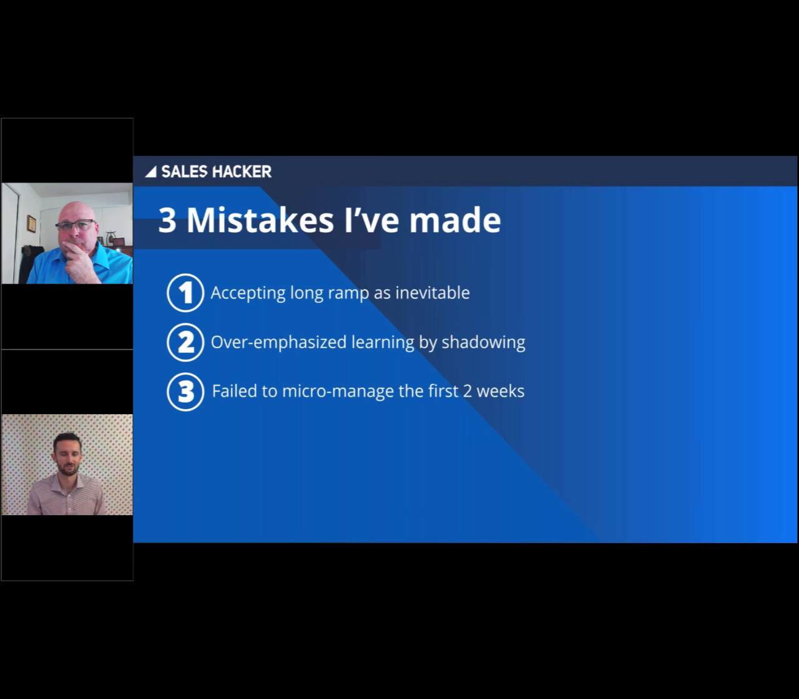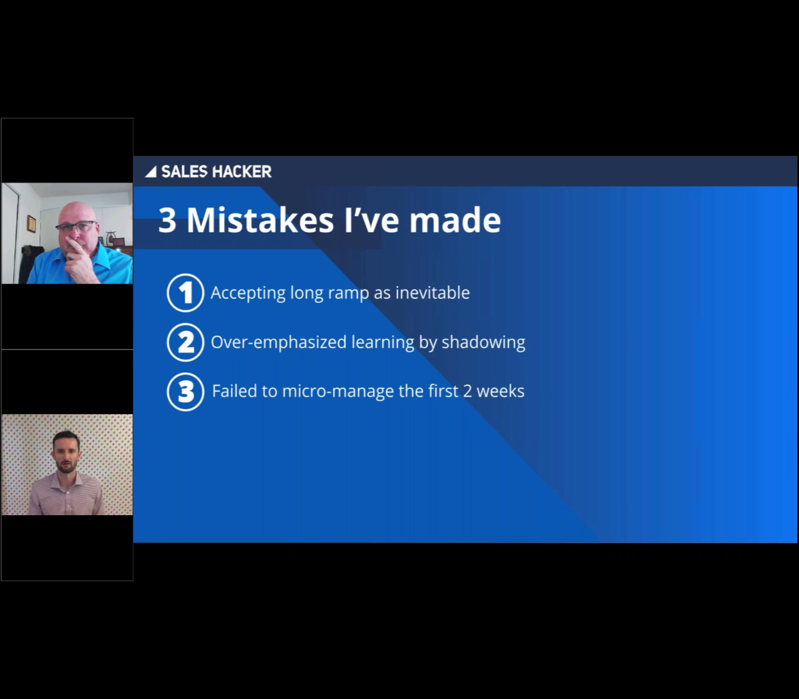And then the last part is just failing to micromanage the first 2 weeks. Nobody wants to be a micromanager. Nobody wants to label themselves as that. It's a little bit of a faux pas, but micromanaging the first 2 weeks is so critical to making sure that you're hitting all of the points and foundational elements of a rep building the skill set they need to ramp successfully, that the failure to do that basically makes reducing your ramp time impossible.